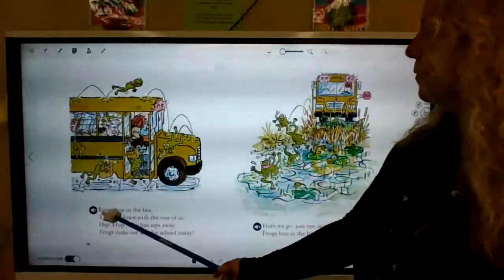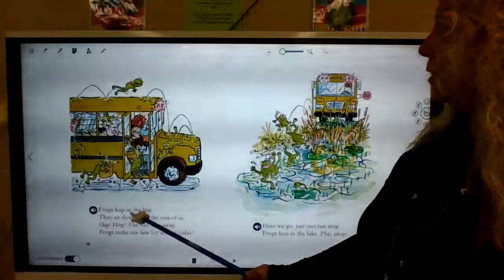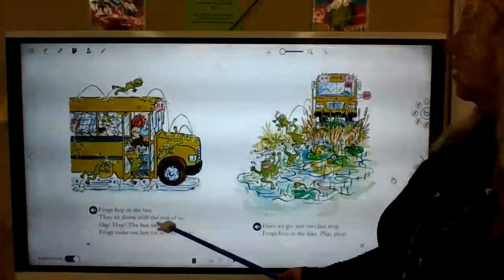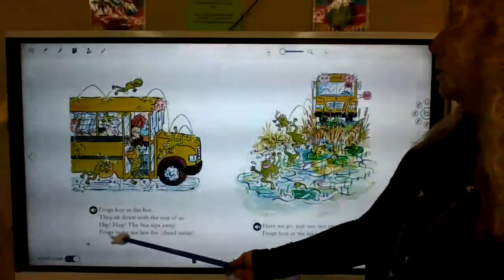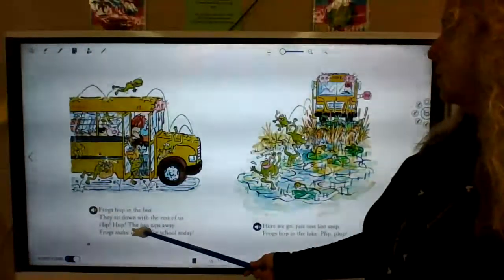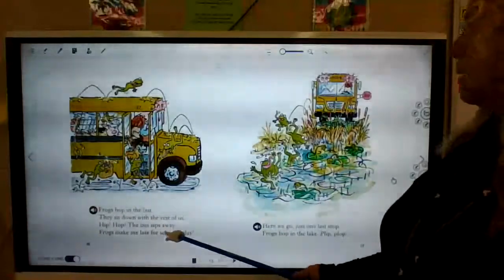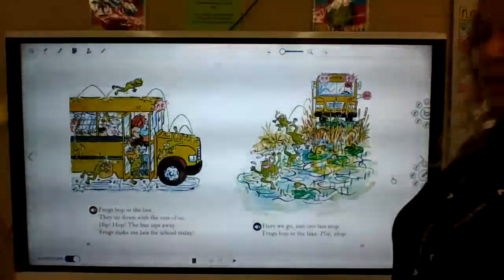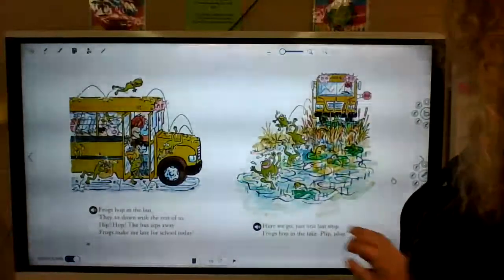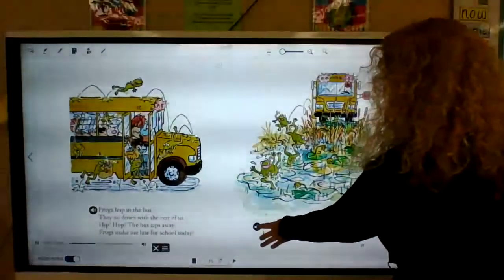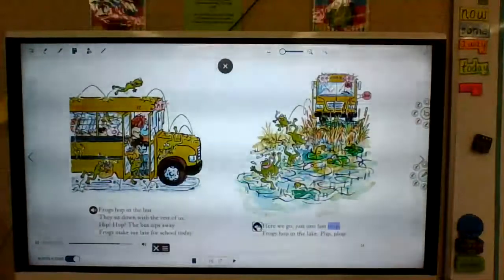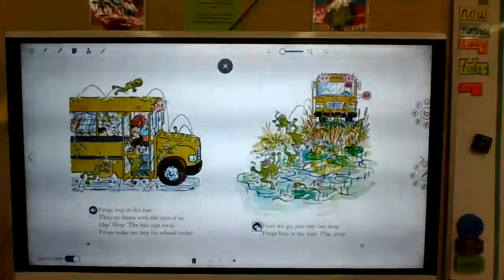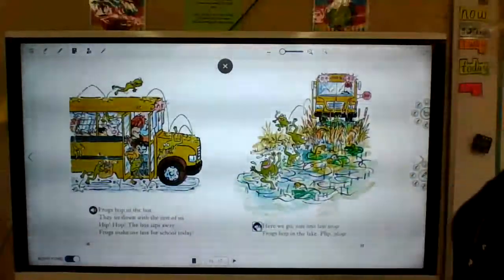Okay, let's read it. Frogs hop in the bus. They sit down with the rest of us. Hip, hop, the bus zips away. Frogs make me late for school today. Here we go, just one last stop. Frogs hop in the lake. Plip plop. Oh, so the frogs got out.